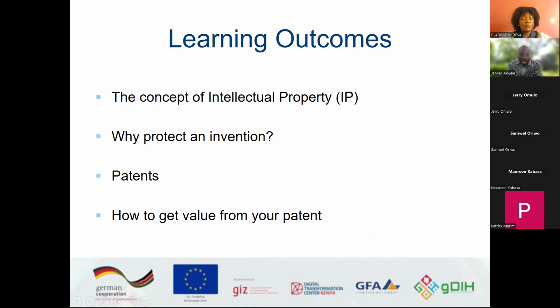So we will be looking at the concept of intellectual property, generally what IP is, what IP entails, and then why you should protect your invention. Then we will narrow down to patents and how you can get value from patents.